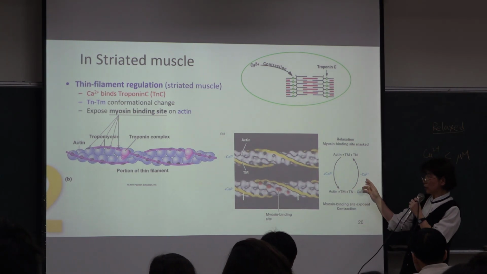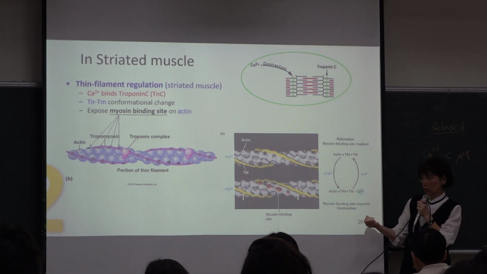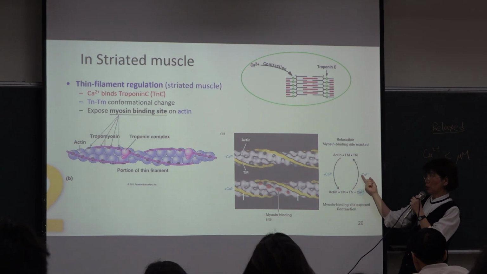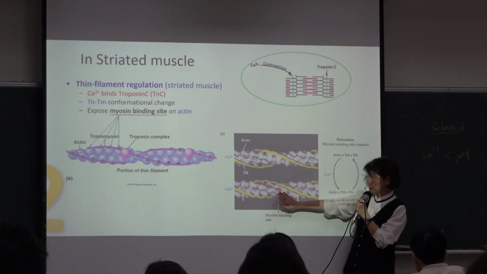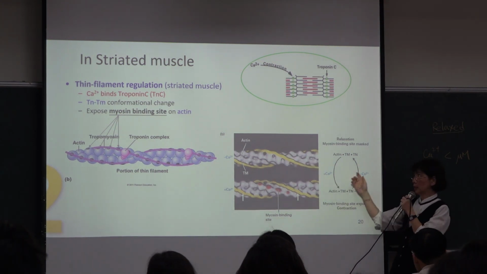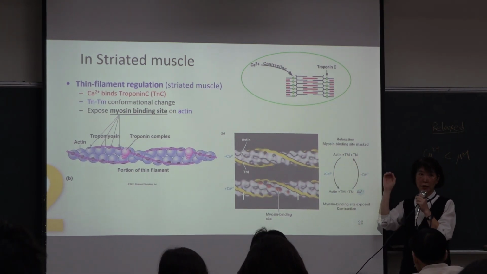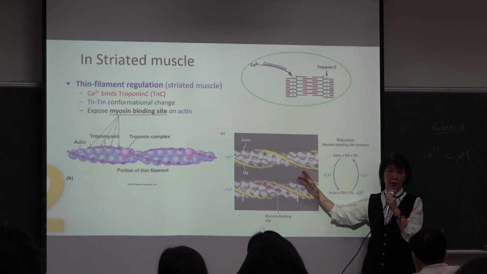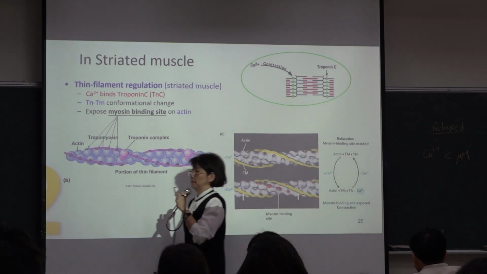And then once the calcium is removed, tropomyosin, troponin slide back to the original position. Then it's relaxation because myosin cannot interact with actin anymore. Okay.